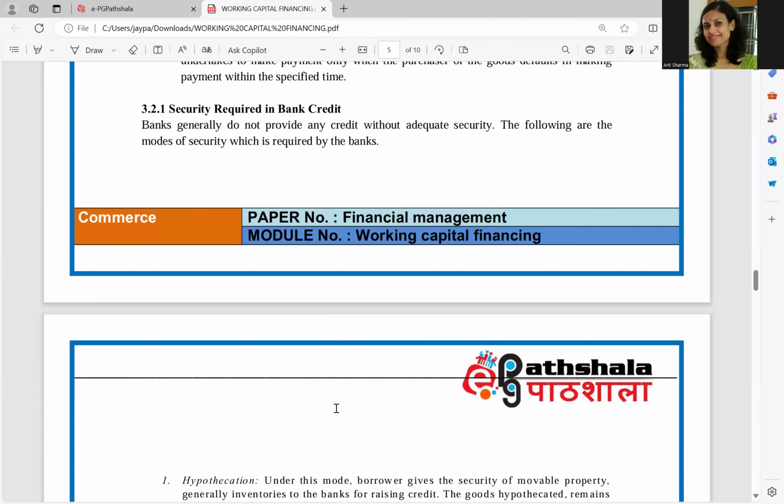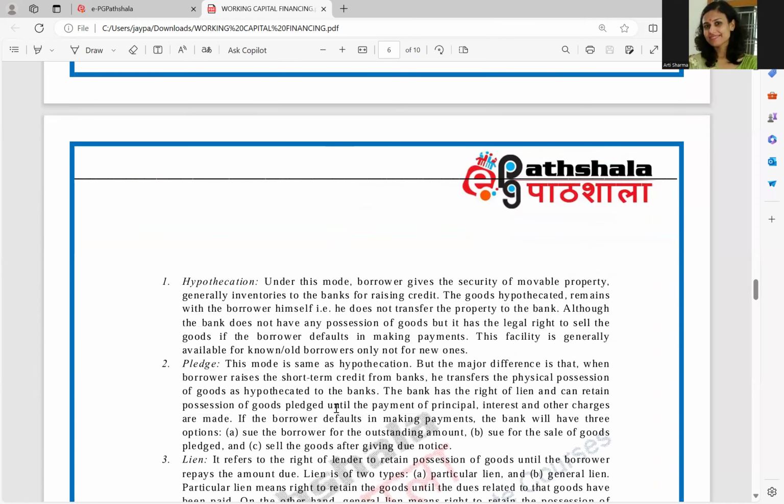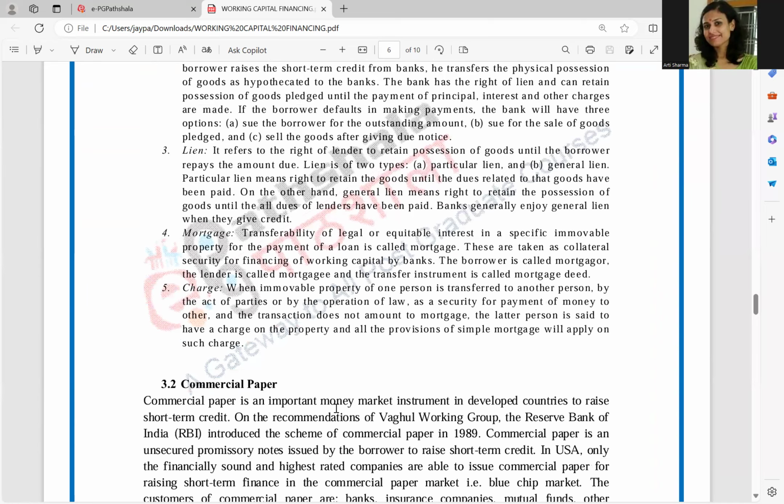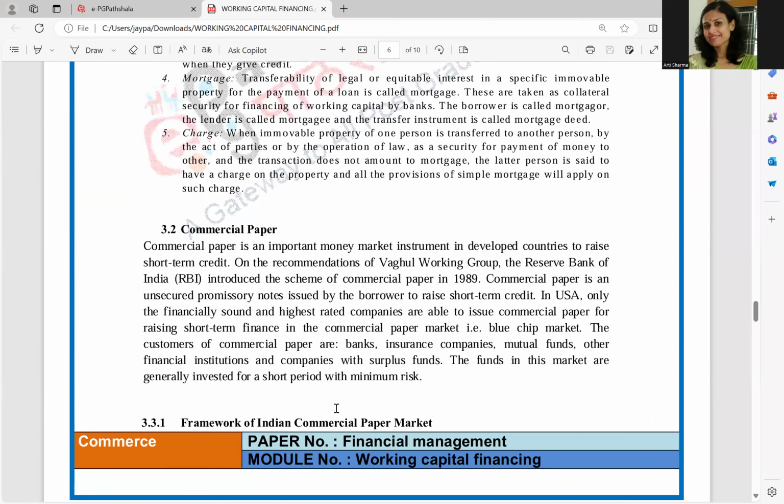Now, these are some securities which are required in bank credit, such as hypothecation, pledge, lien, mortgage, and charge. After that, the third type of source of working capital financing is commercial papers. तो ये बहुत ही important money market instruments होते हैं जो कि शॉर्ट टर्म क्रेडिट के लिए डेवलप किए गए हैं, and that was developed on the recommendation of the Vagul Working Group, and the Reserve Bank of India introduced the scheme of commercial papers in 1989.